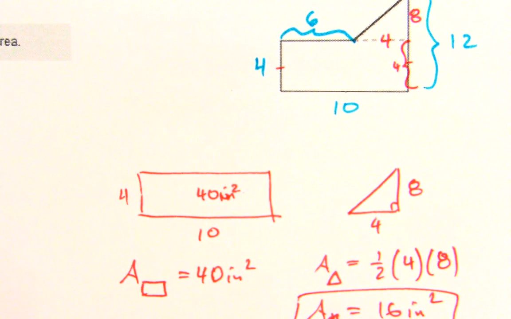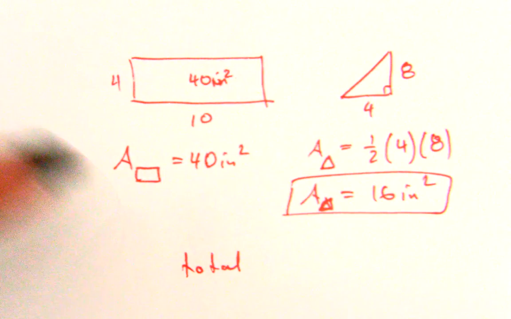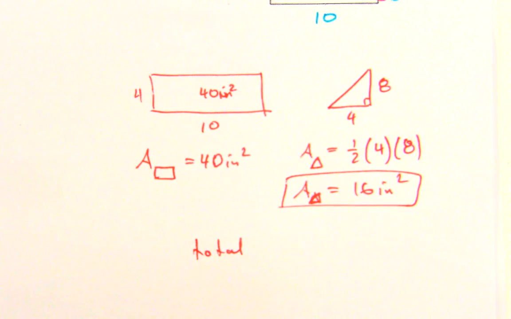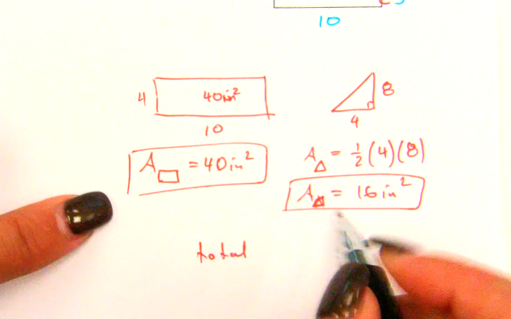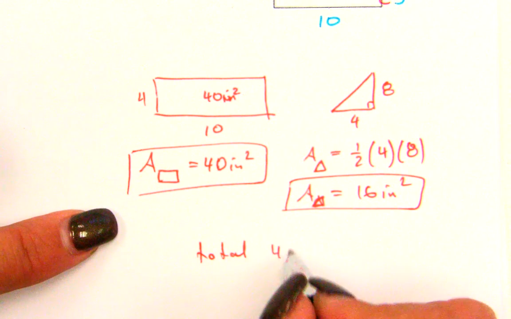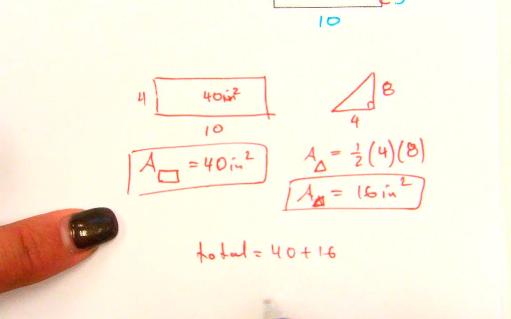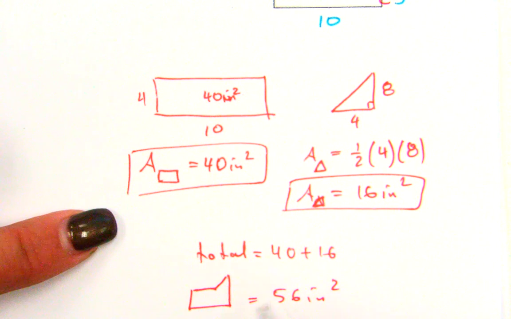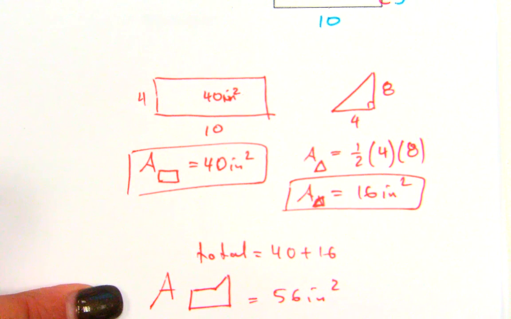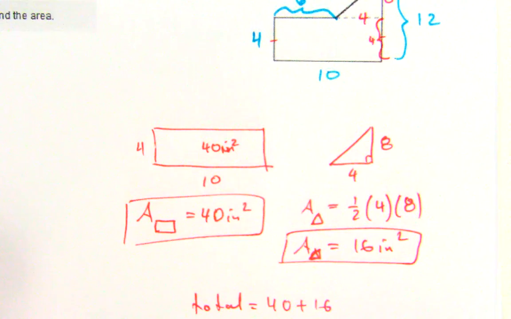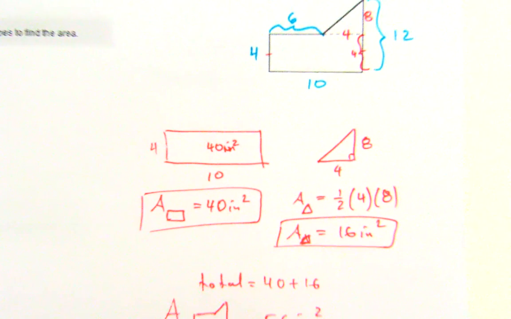So total should give you, sorry, I keep forgetting that. I need to lift this up. Total is going to be 40 plus 16, so you get 56 inches squared. So your actual shape, area of this shape is going to be 56 inches squared. Okay, so look at that really quickly.